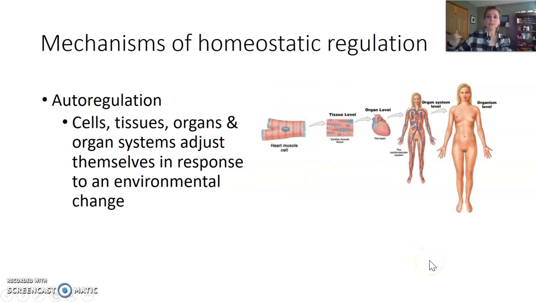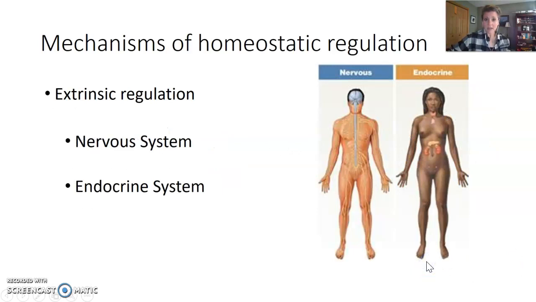So our cells and our tissues and our organs and our organ systems, they are going to perform something called autoregulation, which just means that they are going to adjust themselves in response to changes that they sense within our internal environment. A lot of the control over homeostatic regulation comes from our nervous system and our endocrine system, but more on that later.